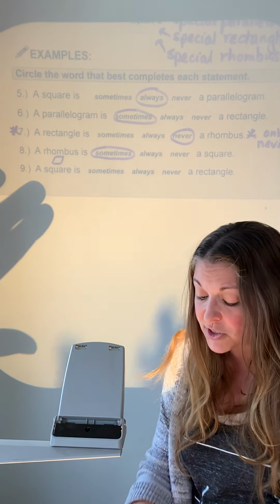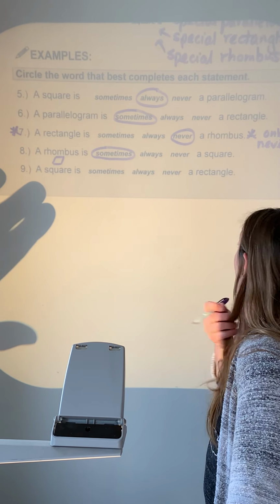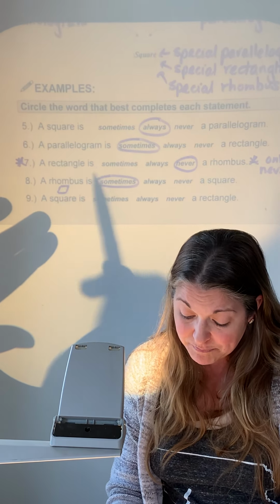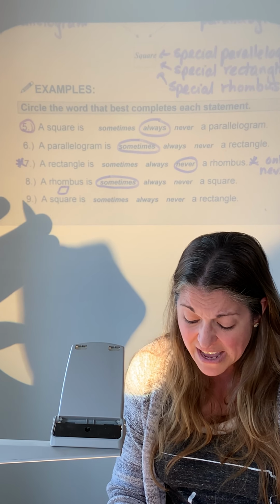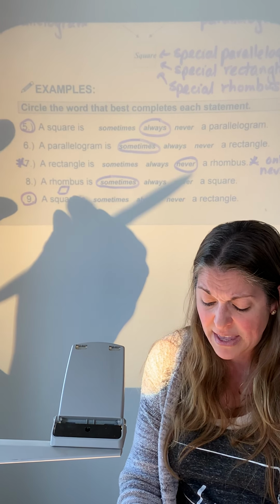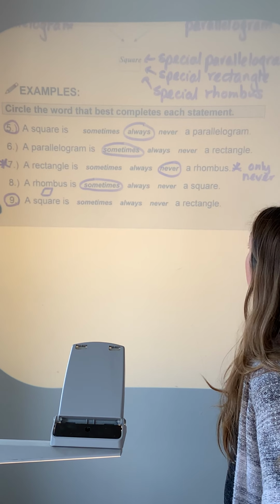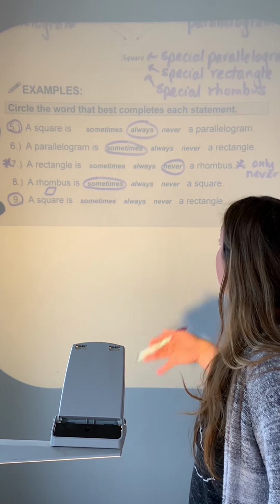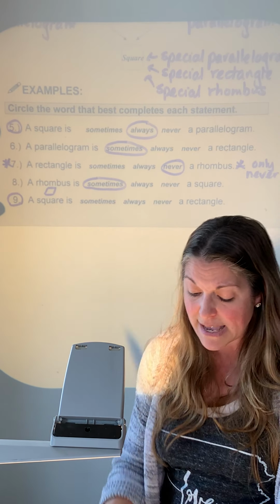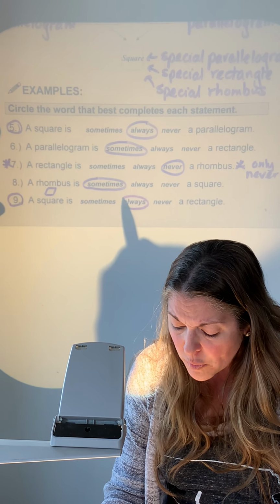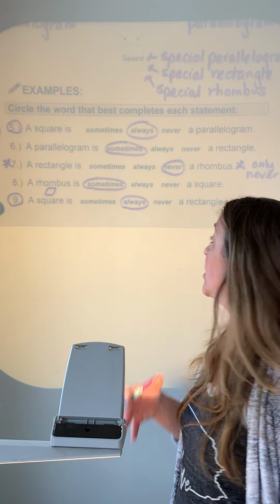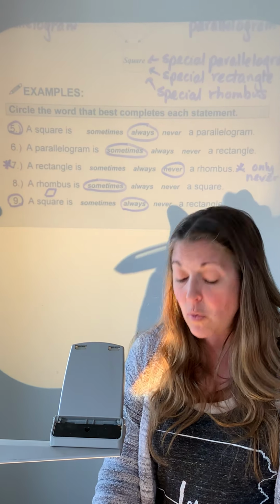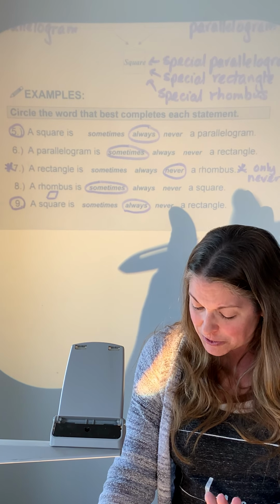And over here, a square is sometimes, always, never a rectangle. Going back to number 5, this is really saying the same thing. Take a look at all the special names we gave for a square. One of its special names is a special rectangle. So a square is always considered a rectangle. It's just a special version of it, okay?